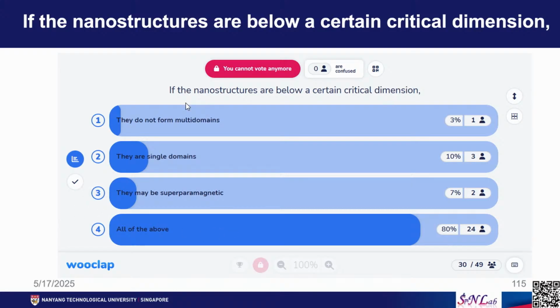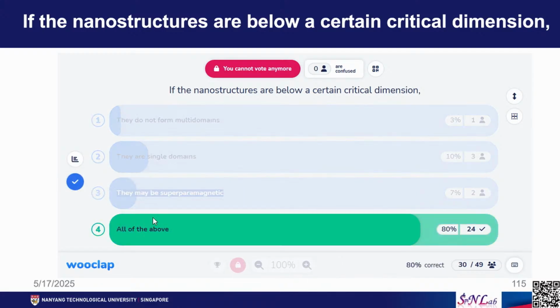So, if the nanostructures are below a certain critical dimension, they do not form multi domains, this is correct. They are single domains, correct, and if they are too small, they may even be superparamagnetic. So, all of the above is the correct answer.